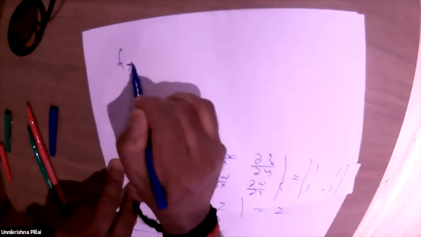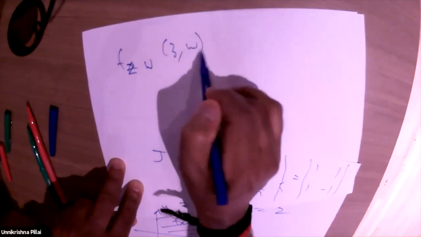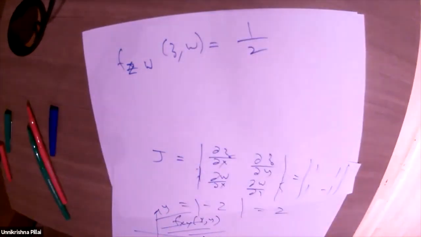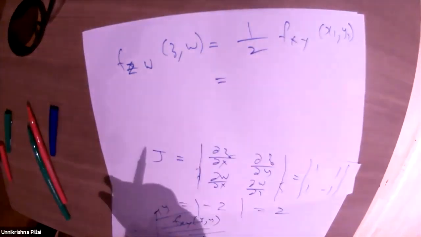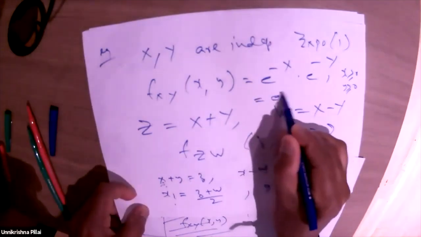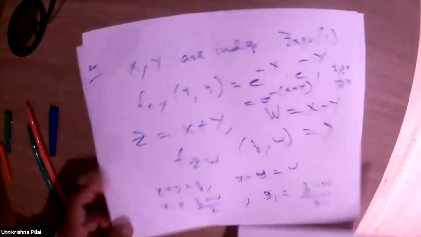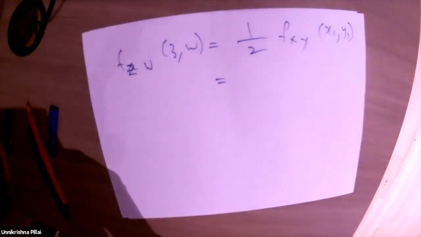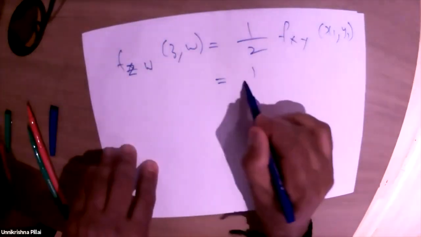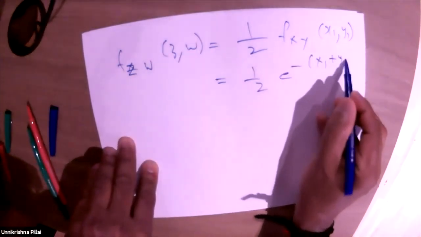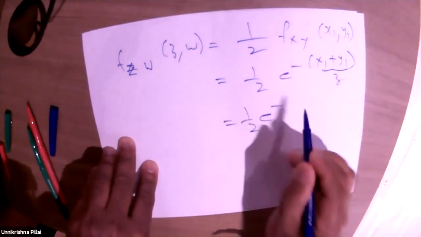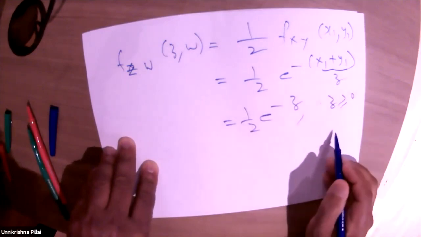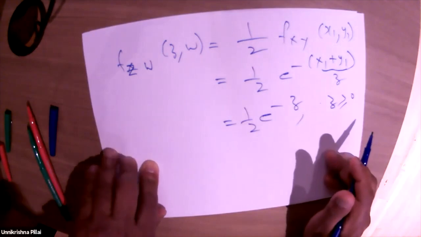So there's only one root, so f_ZW of z comma w, no need for summation, is 1 over the Jacobian times f_XY at x1 comma y1. f_XY is e raised to minus (x plus y). So this is e raised to minus (x1 plus y1). But x1 plus y1 is z. So this is half e raised to minus z, z positive. And the question is, what about w? So we have it here.